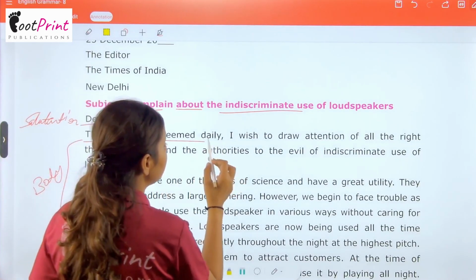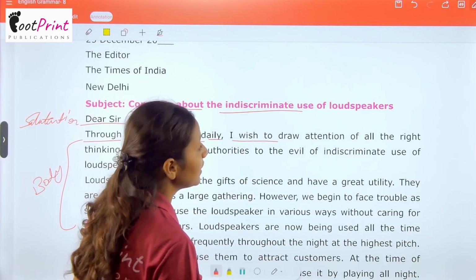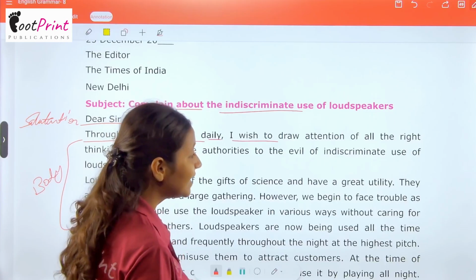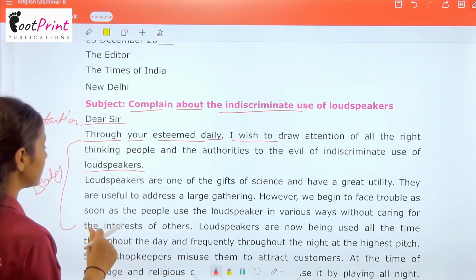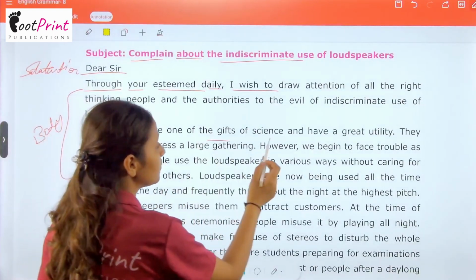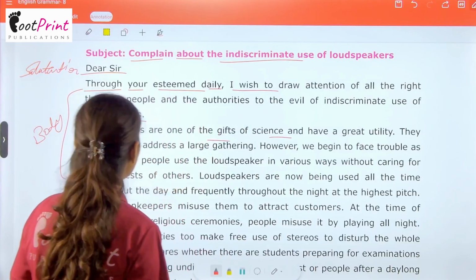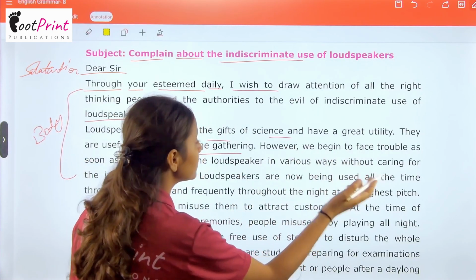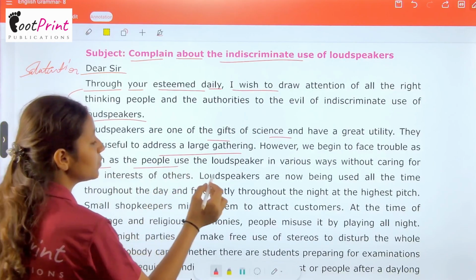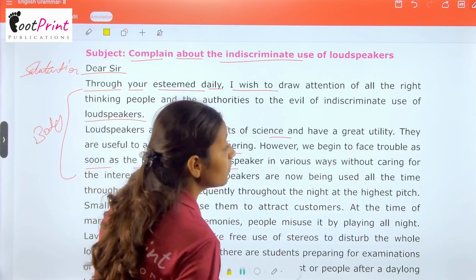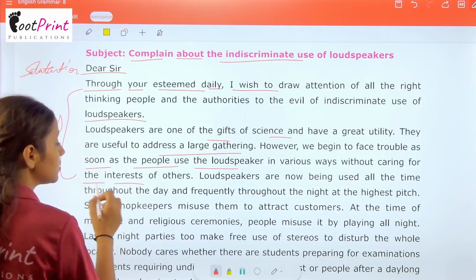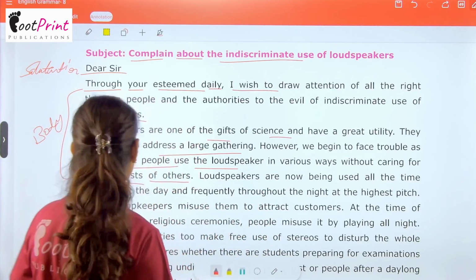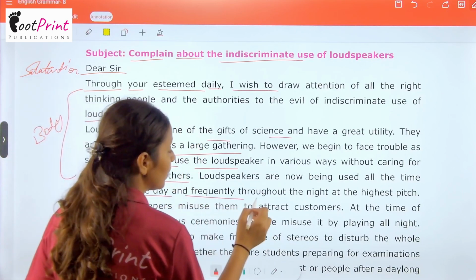Through your esteemed daily, I wish to draw the attention of all the right-thinking people and the authorities to the evil of indiscriminate use of loudspeakers. Loudspeakers are one of the gifts of science and have great utility. They are useful to address a large gathering. However, we begin to face trouble as soon as people use the loudspeaker in various ways without caring for the interest of others.